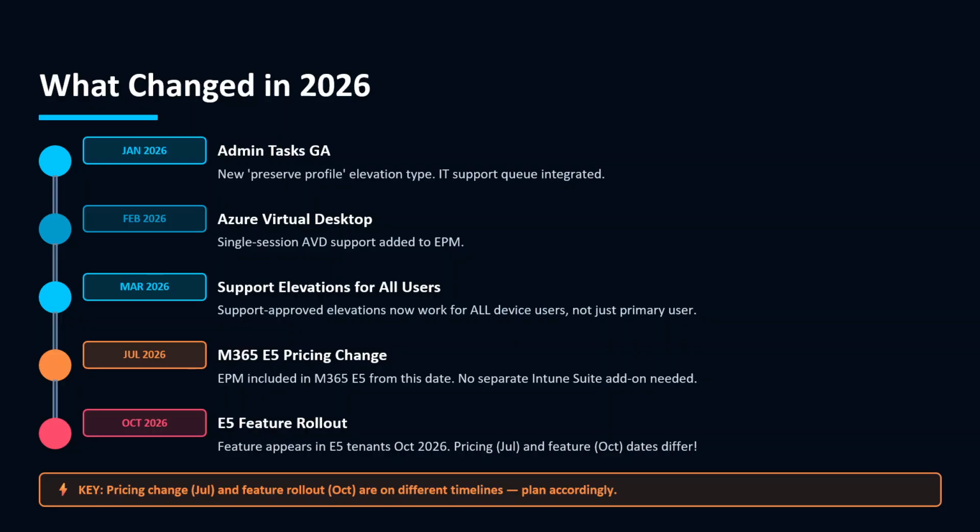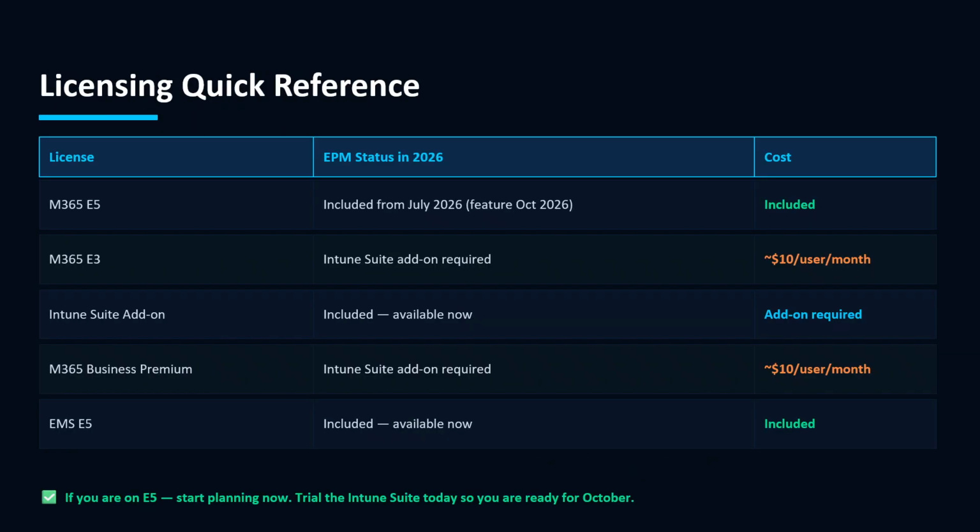This particular feature is scheduled for October 2016. By October 2016, this feature will roll out to all production. The very important thing is the pricing changes in July, and the future rollout in October, are on a different timeline. It's a plan, so you need to plan accordingly.